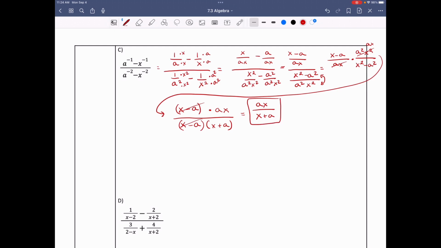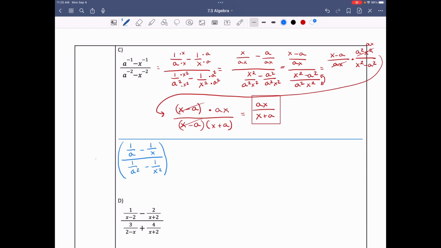It's a little abstract because it's all letters. But let's try it the other way, where we multiply by the LCD. And let's see if it's a little bit easier, maybe fewer steps. I'm going to rewrite the problem, but I'm going to write it without negative exponents. Then my LCD is going to be a squared x squared.